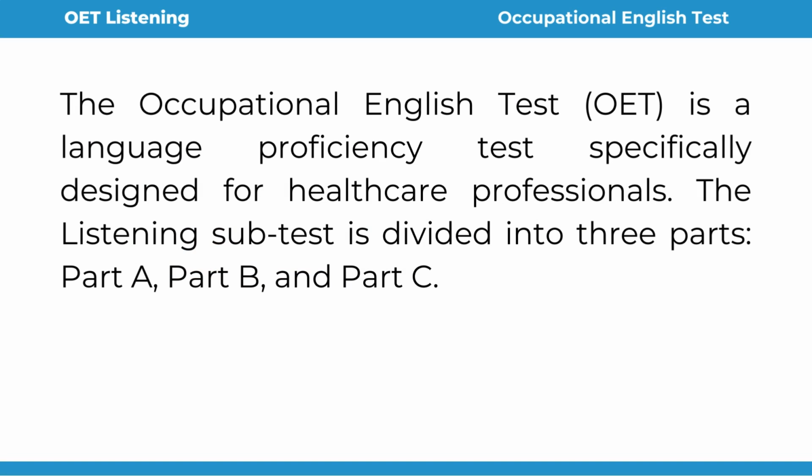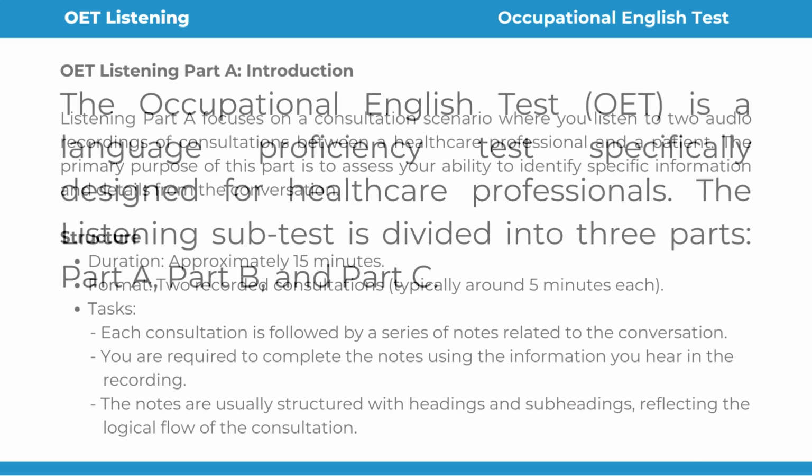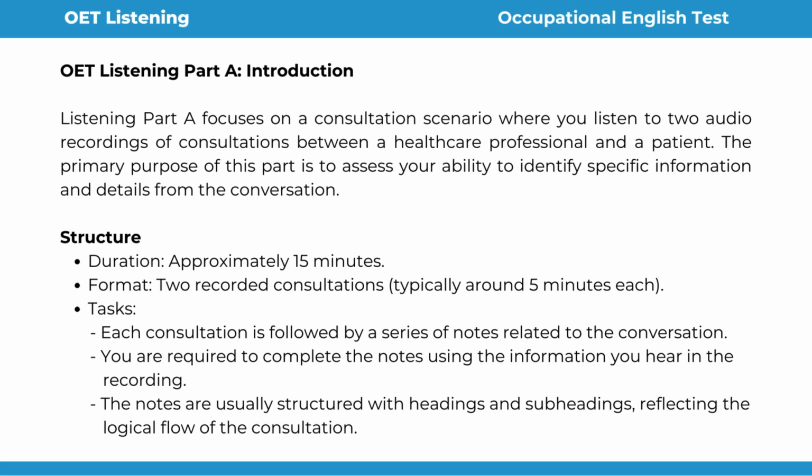The Occupational English Test, or OET, is a language proficiency test tailored for healthcare professionals. The listening subtest is divided into 3 parts: Part A, Part B, and Part C. In listening Part A, you will engage with a consultation scenario by listening to 2 audio recordings of consultations between a healthcare professional and a patient. This section aims to assess your ability to identify specific information and details from the conversation.